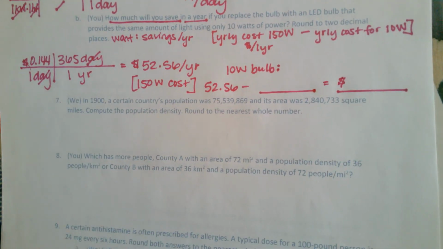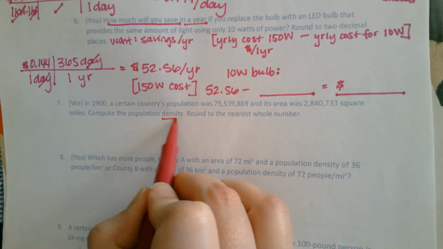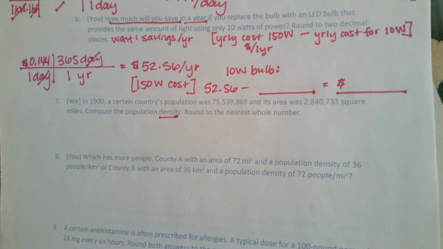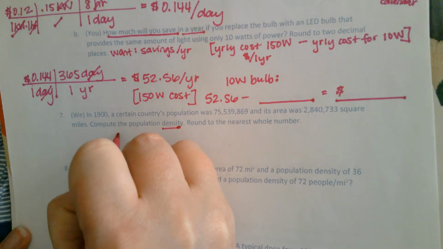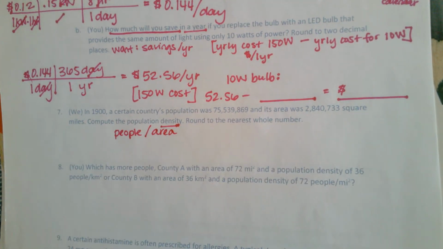Okay, number 7. In 1900, a certain country's population was 75 million and so on, and its area was 2.8 million square miles. Compute the population density. So density, if you remember from the lecture video, that's talking about the thickness of something, how crowded something is, how compact. And population density is given in units of people per area unit. So whatever area unit they use depends on the problem. In this case, they give us square miles. So whenever you have anything squared, that's usually an area unit.